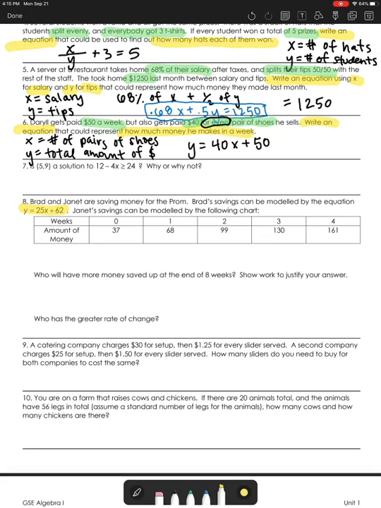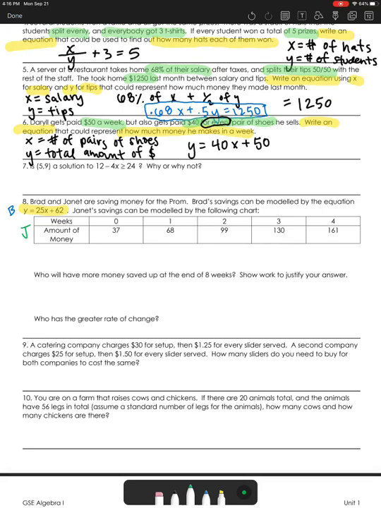So that means Brad, I'm going to put a B by this one to show that that's Brad's savings, and then the J is for Janet's savings. And so the $62 is how much money he saved at 0 weeks. At the very beginning of all of this, he had $62 saved, okay? And then that $25 is going to be how much he saved each week moving forward, okay? So if we look at that and think about that logically, we can think the same way about Janet's, okay?